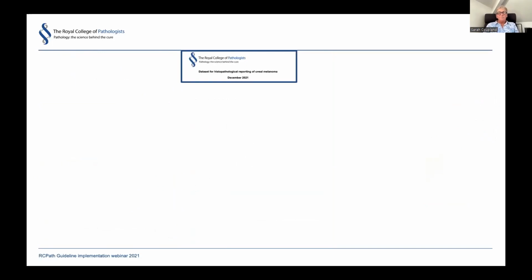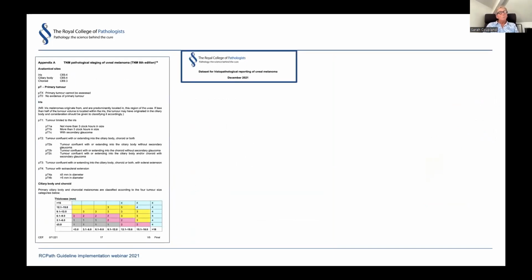So just addressing briefly the TNM staging system. This has been updated since the December 2017 guidelines. Just to highlight that the iris melanomas have a slightly different TNM staging system to the ciliary body and choroidal uveal melanomas. And so it's important to note this.